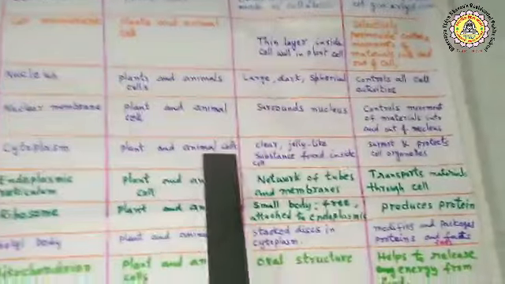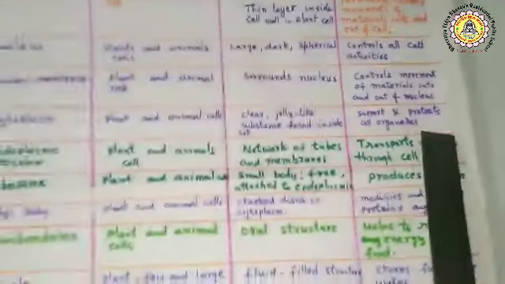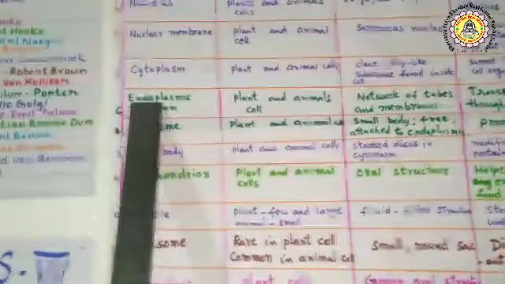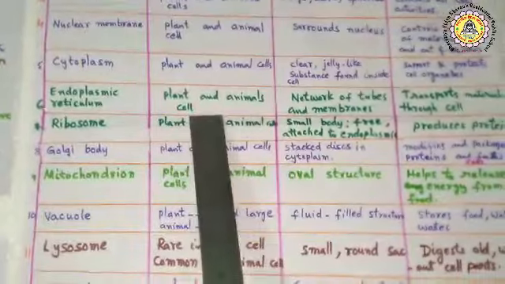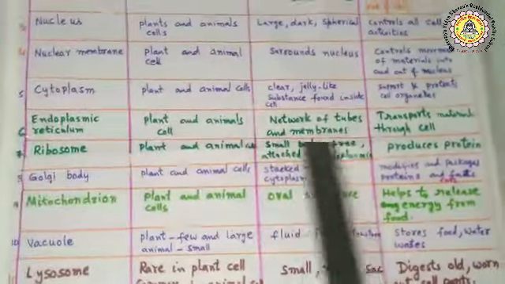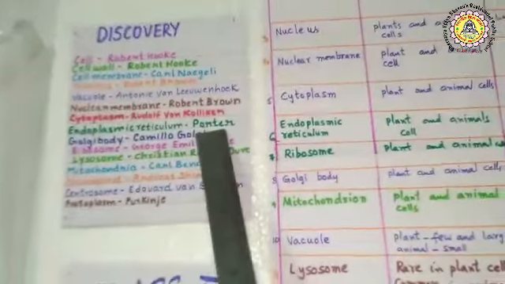Next, cytoplasm. It is found in both plant and animal cells. It is a clear jelly-like substance found inside the cell. It supports and protects cell organelles. Cytoplasm was discovered by Rudolf von Kolliker. Next, endoplasmic reticulum. It is found in both plant and animal cells. It is a network of tubes and membranes. It transports materials through the cell. Endoplasmic reticulum was discovered by Potter.